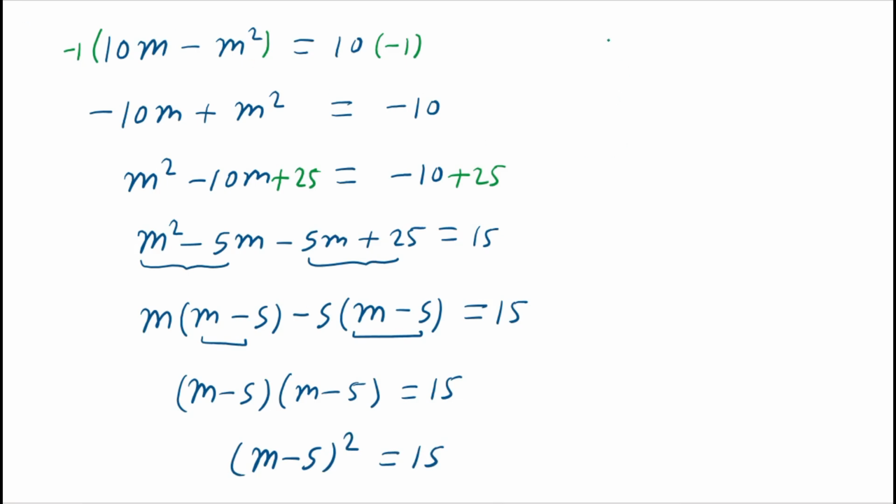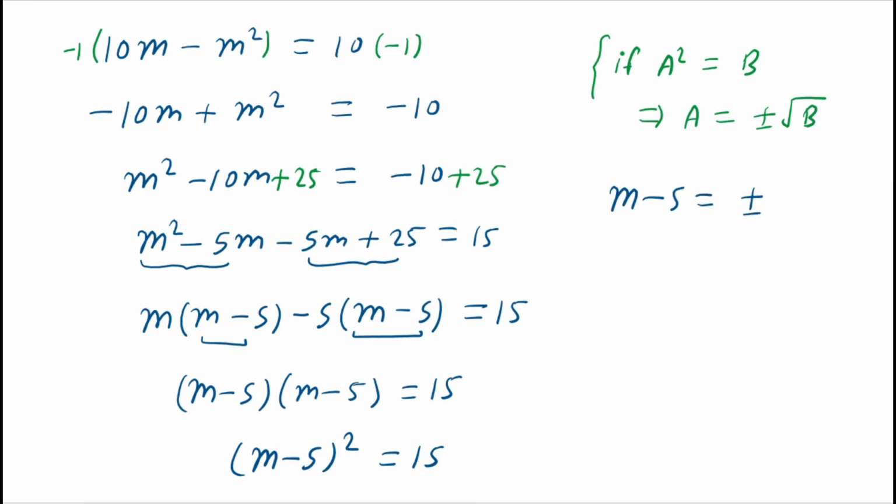Now we will apply this rule: if a square is equal to b, this implies a is equal to plus minus square root of b. If we apply this rule, then m minus 5 is equal to plus minus square root of 15. Here the value of m is equal to 5 plus minus square root of 15. We have two possible values of m. The first value of m is 5 plus square root of 15, and the second value of m is equal to 5 minus square root of 15.